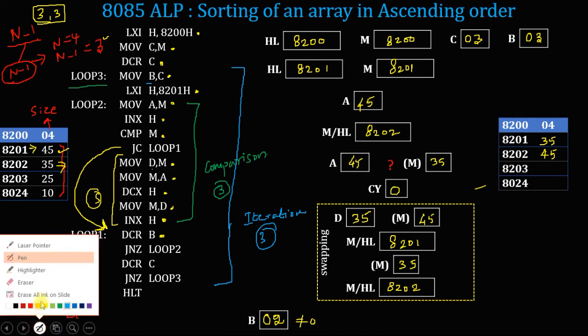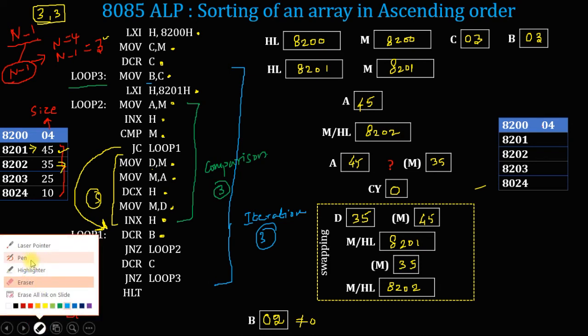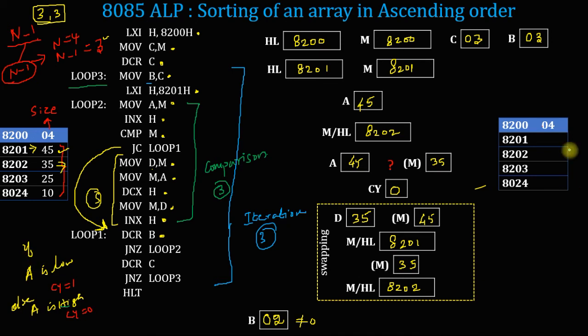We will take the eraser now. As a result, we will get the sorted output in the same memory location. I mean, here 10 will be there, then 25, 35 and 45. So this is the output, or result, for this kind of program.